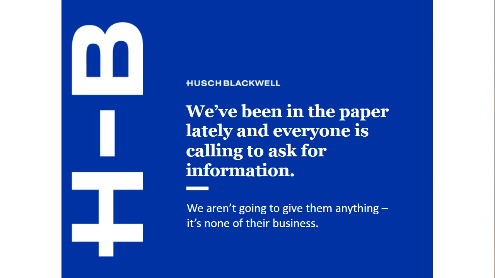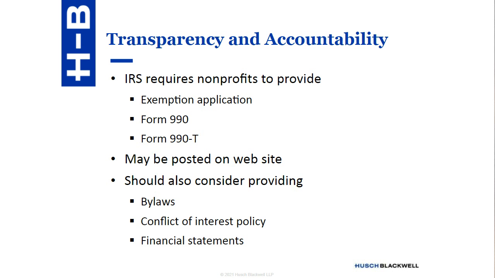So with respect to transparency and accountability, which the IRS wants organizations to have, the IRS at least requires nonprofits to provide their exemption application, their Forms 990 for the previous 3 years, or Forms 990T. They can be published and available in that way, or the organization may have to make copies and give them to the individuals requesting.